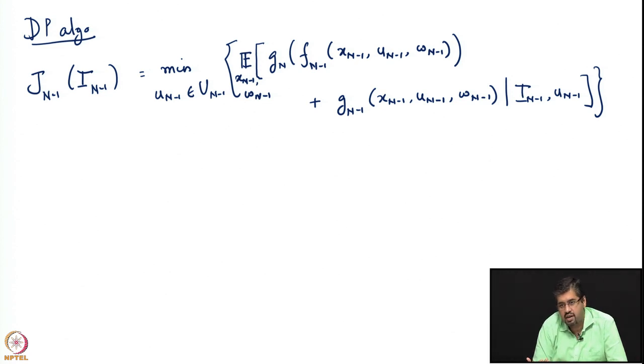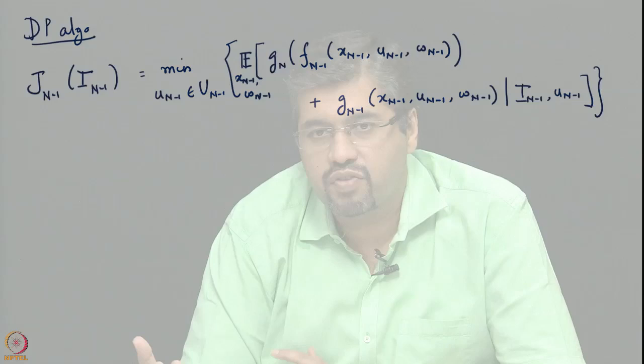since we do not know the state at time n, we cannot really set J_n as g_n of x_n. This way, where we directly define the last value function as equal to the terminal cost, is something that we cannot do in a problem with imperfect state information. Consequently, what we are doing here is simply absorbing the terminal cost as part of the cost in the n minus 1 time step, and we just start the dynamic programming iteration from time step n minus 1.